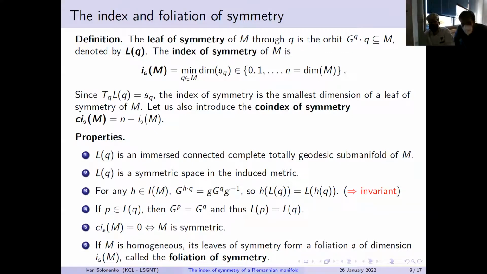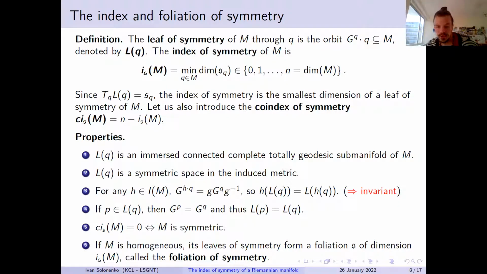Sorry, you said that it's intrinsically homogeneous or homogeneous? Yeah, because each leaf is an orbit of some Lie subgroup, right? Because we define here at the top the leaf of symmetry to be the orbit of G_Q. Yeah, of course. Okay. So it's a very nice decomposition.